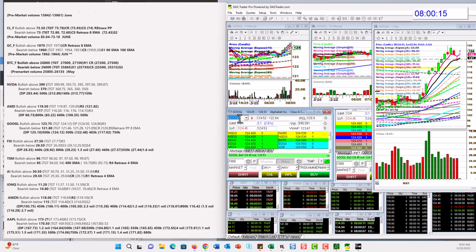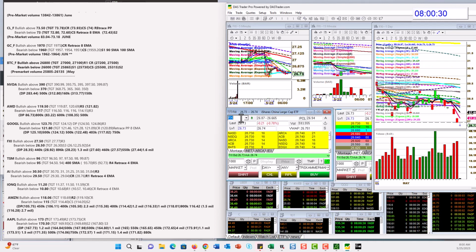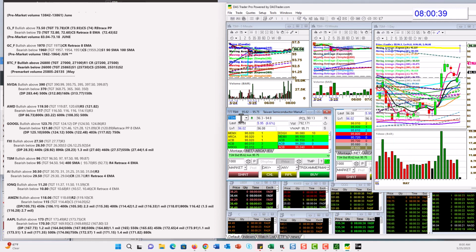Google, bullish above 123.75, and it looks like we just went up and hit a couple targets. 124.50 would be my next level for Google. Bear below 121.80. FXI, bullish above 27.50, bear below 26.50. TSM, Taiwan Semiconductor, bullish above 96. We're above that right now. Bear below 95. 96.50 would be the next level.